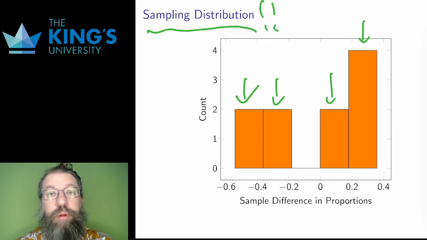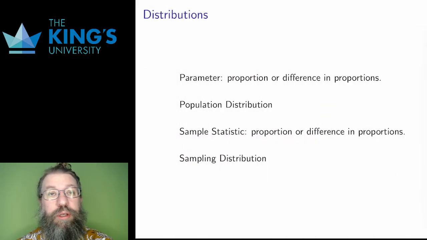This is a sampling distribution. Each count is one randomly generated sample, and the distribution shows what happens over many different randomly generated samples. And this is what we use in hypothesis testing to calculate a p-value. So I have several different distributions running around.